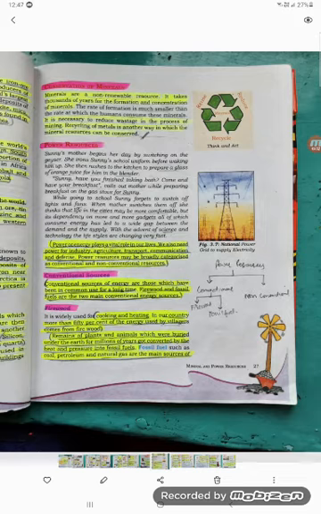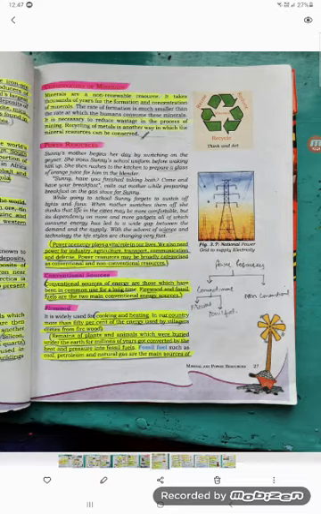So first, firewood. Firewood is used for cooking and heating, mainly by rural areas, mainly by villages. The firewood is the remains of plants and animals. So here the term is fossil fuel. Fossil fuels are the remains of plants and animals that were buried deep inside the earth millions of years ago. That is coal. And the second one is coal.